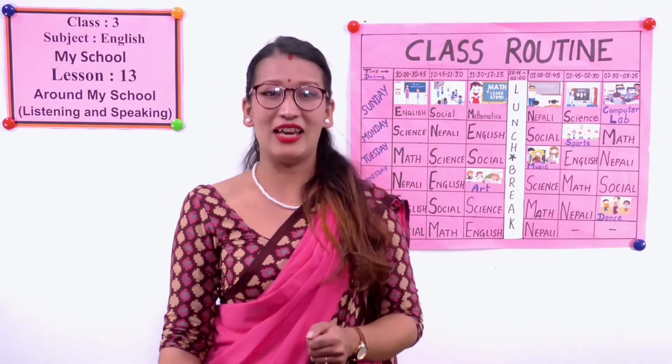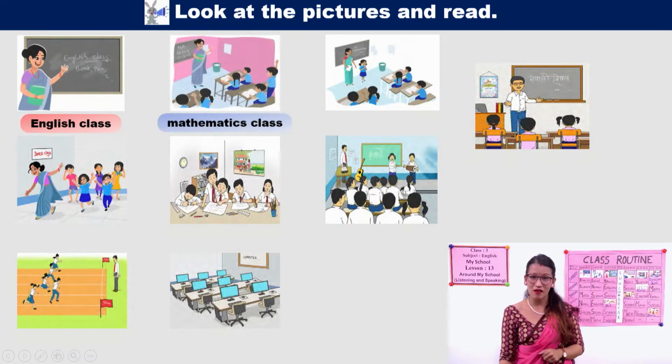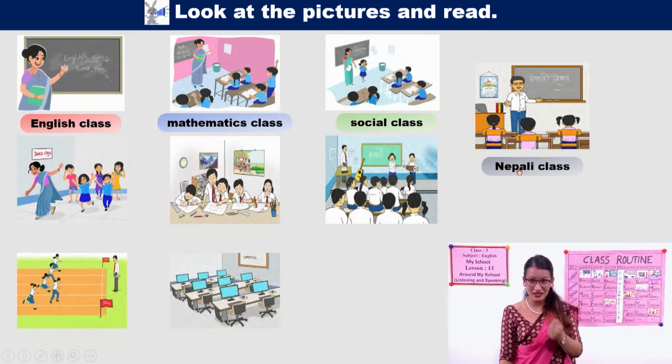Okay? Look at the pictures and read. Now first of all, you look at the pictures and read after me. I will read the words, you read after me, okay? Here, the first picture. English class. Can you tell after me? English class. Good. Second, mathematics class. Good. Social class. Excellent. Nepali class. Your turn. Good.